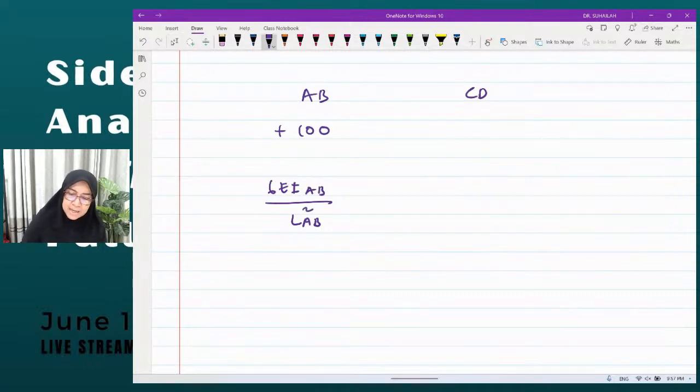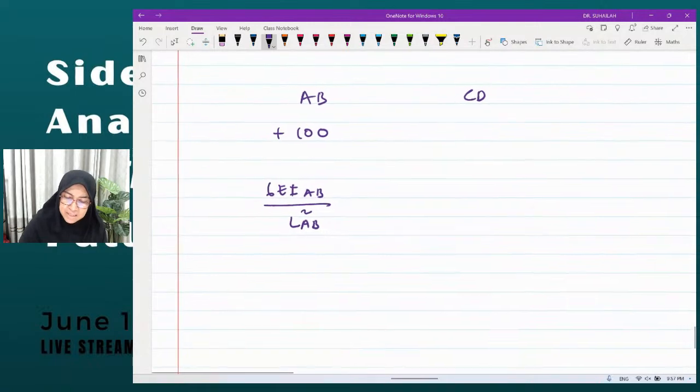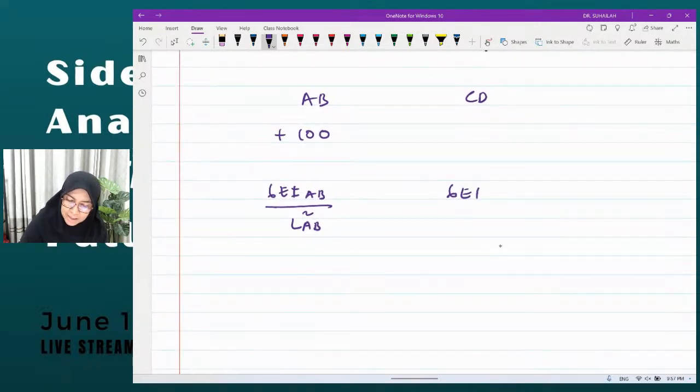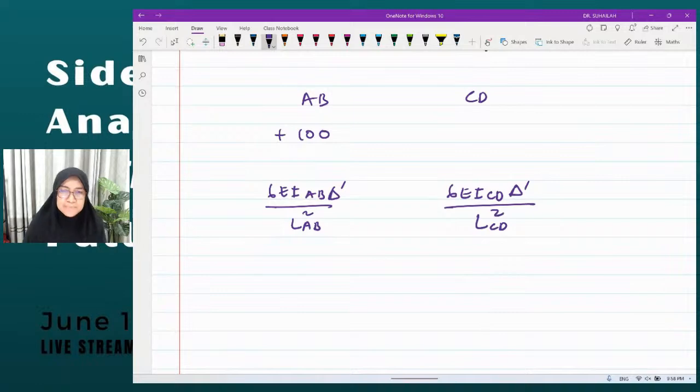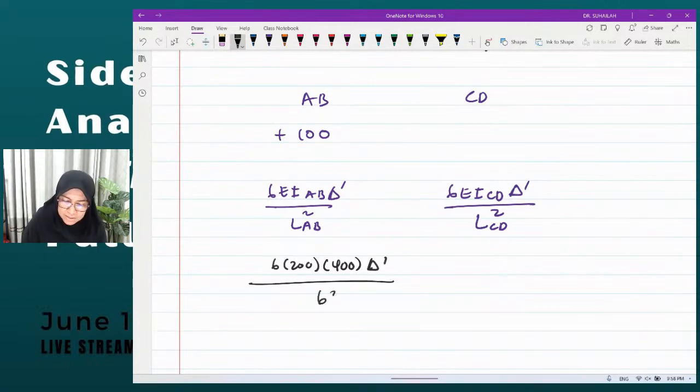The formula to calculate the FEM for CD is also 6EI, but this time it is CD delta. Don't forget it has delta prime, delta prime over L_CD squared. So put in the values: 6 times 200 times I is 400, delta prime divided by 6 squared.